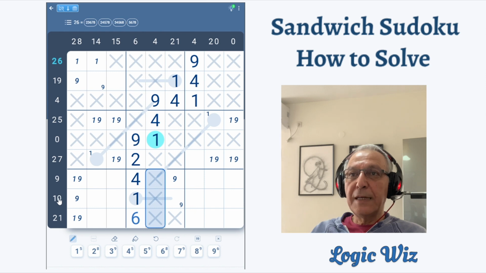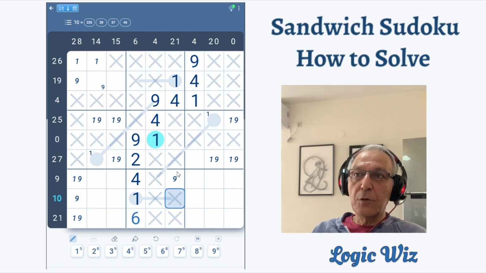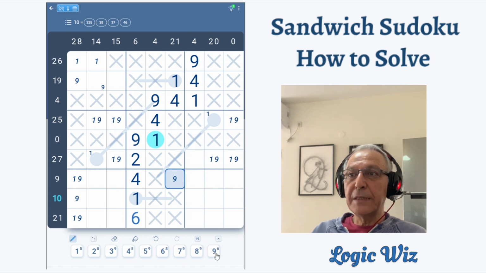Okay, let's look at the 10 here. 10 is 2 or 3 digits. We don't have 2 digits to this 9, we have only 1 digit, therefore the 9 can no longer be here. So I'm removing this 9, I'm putting here an X, which basically also tells us that now 9 must be here.